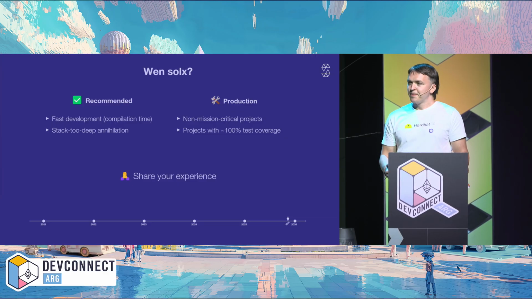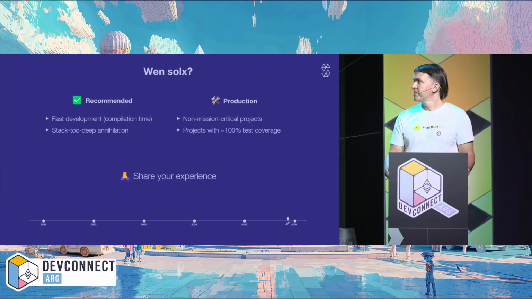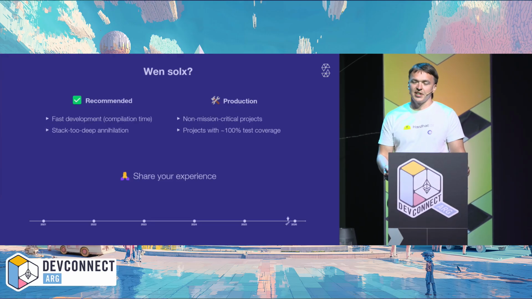We are currently recommending using solx for development. That is, you can just compile your project with solx while you're developing it, but then deploy it with solc. Or if you really suffer from stack-too-deep issues, you can just switch to solx for non-mission critical projects or projects where you have 100% test coverage and where you're really confident.